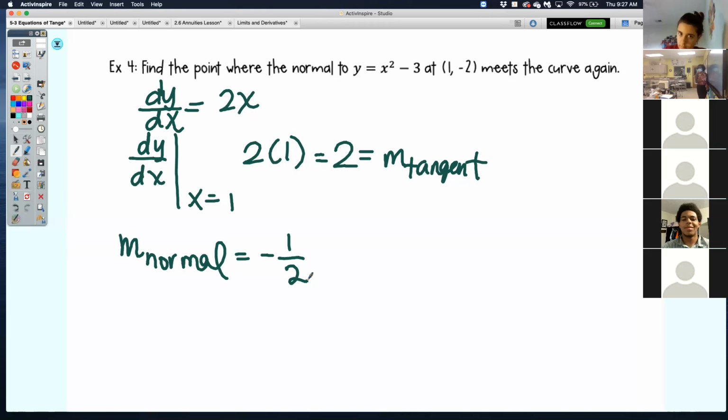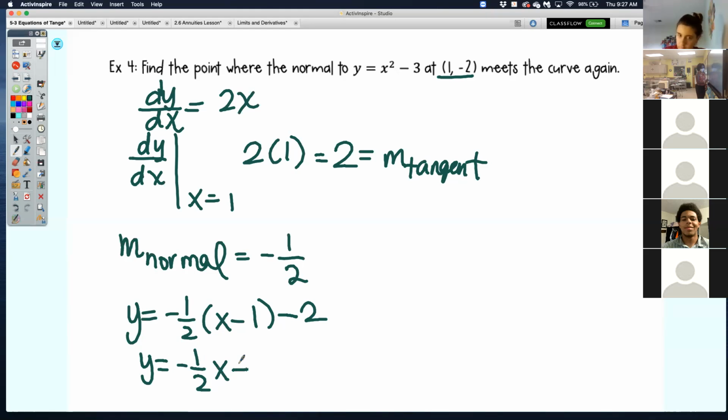Do I have the full point? Do I need to find any y values? No, because they gave me the full point. So I can just plug in. That's going to be y equals negative 1/2 times x minus 1, plus negative 2, which just turns into a minus 2. I'll distribute that over and combine my like terms. So that's y equals negative 1/2 x.